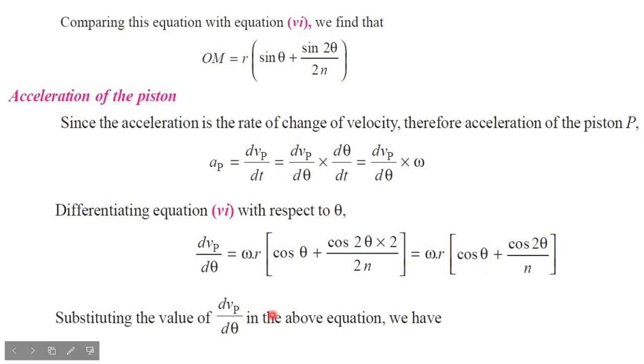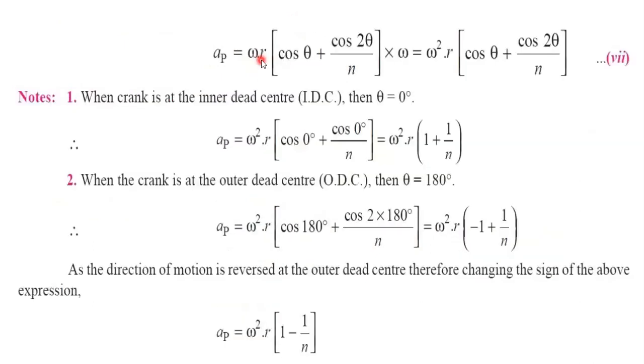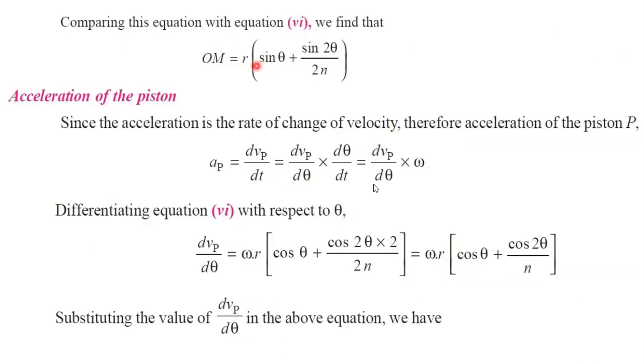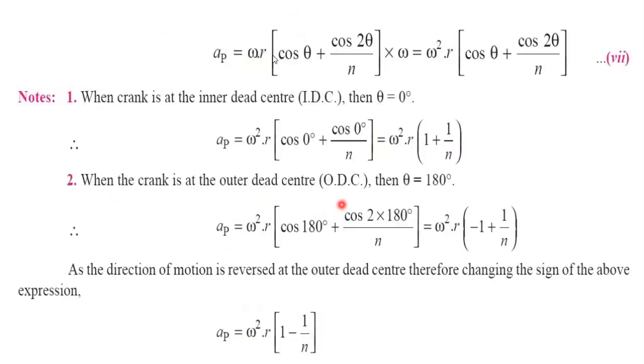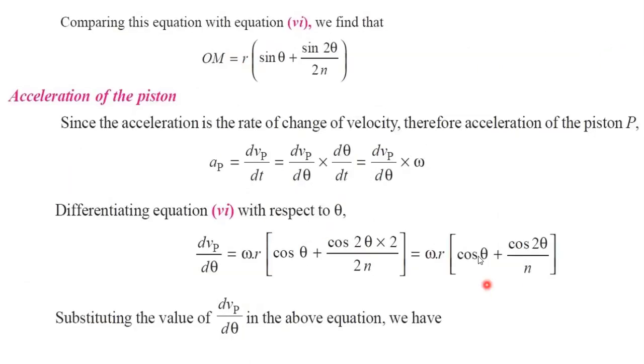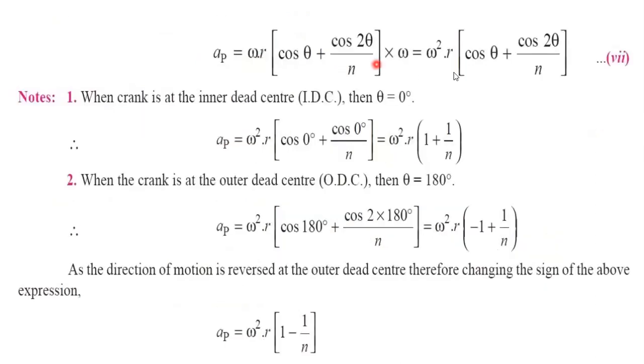Now we're going to substitute that in the acceleration of the piston. So the acceleration of the piston we know already: differentiating with respect to d theta into omega. Here we already have omega, so omega into omega, omega square, and write the entire term. So whatever value we got, omega r into cos theta plus cos 2 theta by n, multiplied by omega, because acceleration of the piston is nothing but we will be multiplying by omega. So finally we get omega square r into the entire term. So this is equation 7. Now we got the value of the acceleration of the piston.